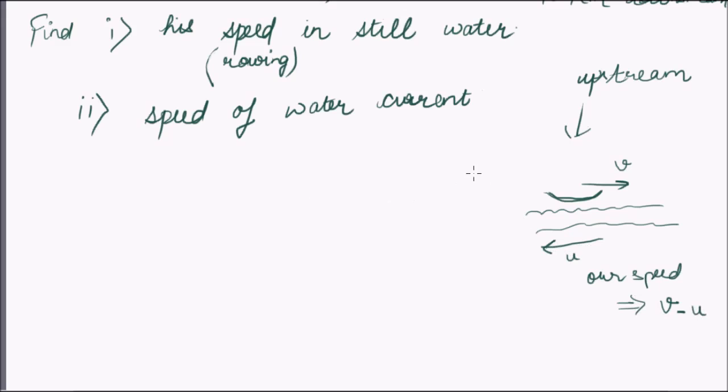Whereas if we are moving a boat in the water in the same direction of the speed of water, that is our speed v is in the same direction as the speed of water, then this is downstream. Here the total speed of our boat will be u plus v. The speed that it will be gaining will be u plus v.